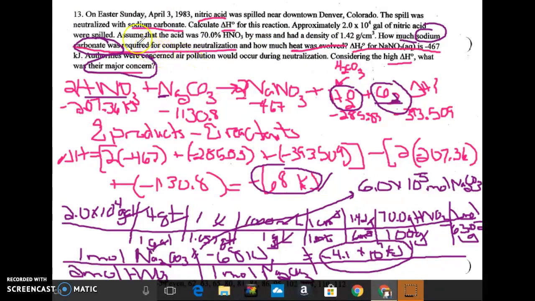Okay. So that is a problem with an application of just the summation for the heat of reactions, not necessarily Hess's law, but again, you see how you're applying different skills there.